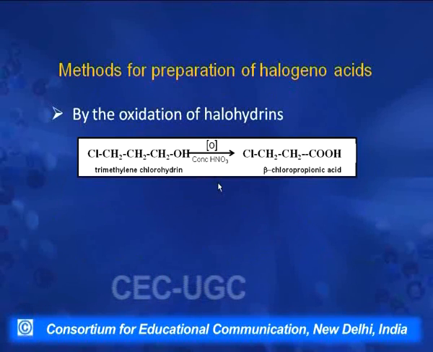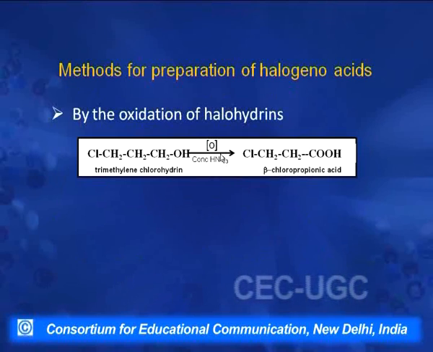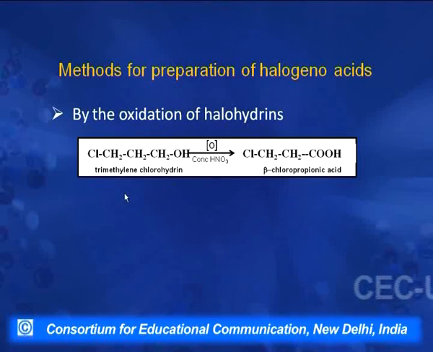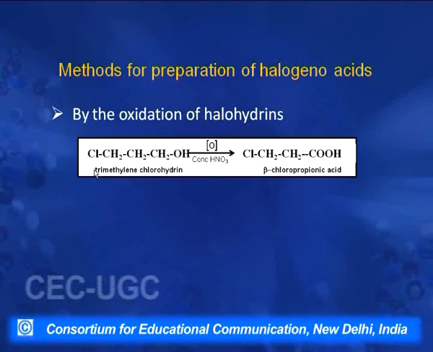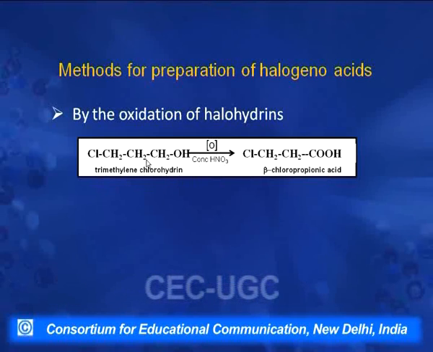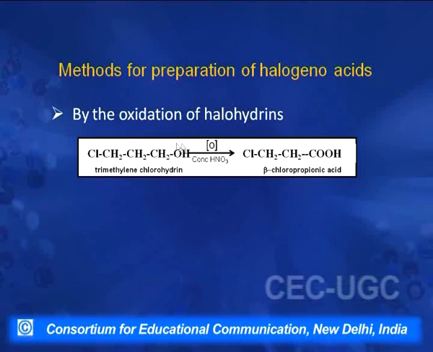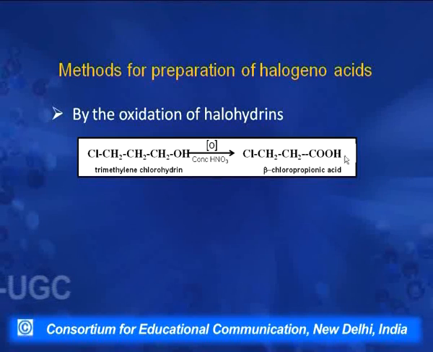Then these acids can be obtained by the oxidation of halohydrins also. Halohydrins means compounds which are alcohols and having some halogen substituted to it. These on oxidation, if the primary alcoholic group is there, it will be oxidized into carboxylic acids.